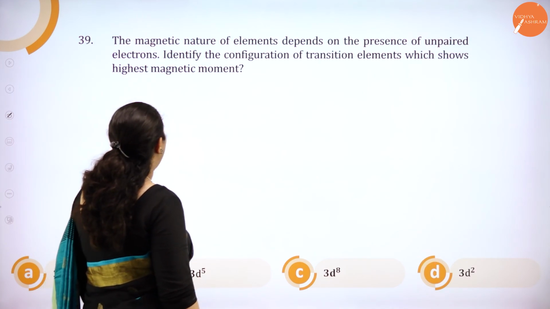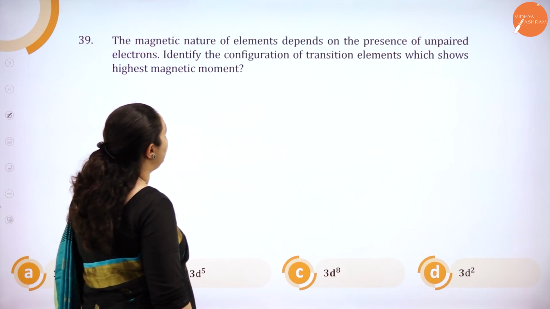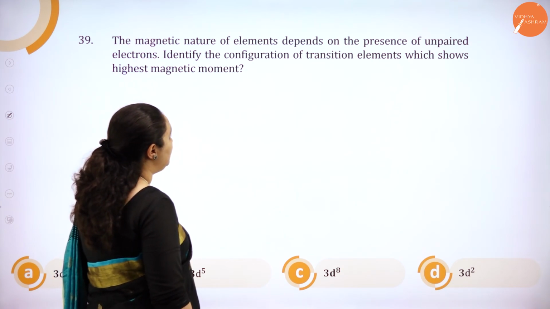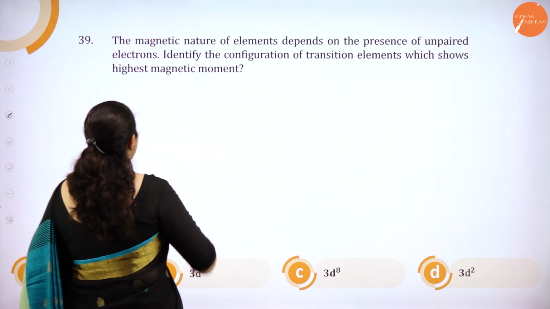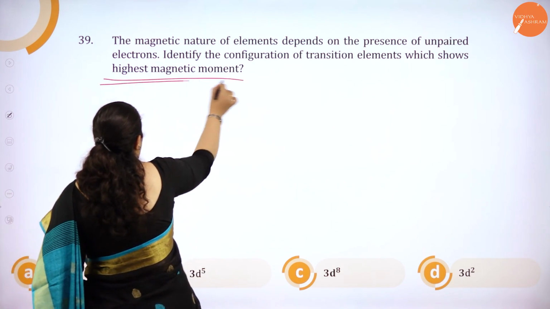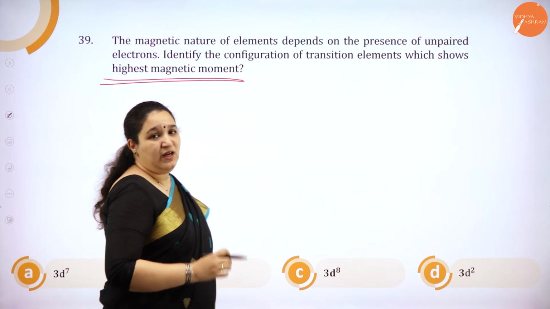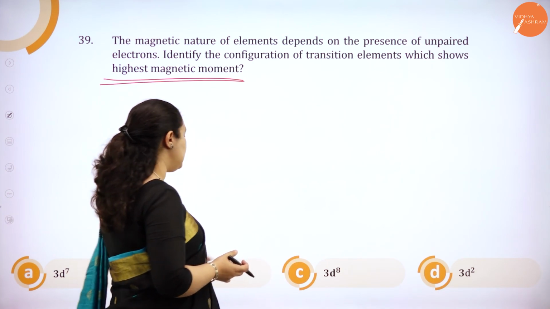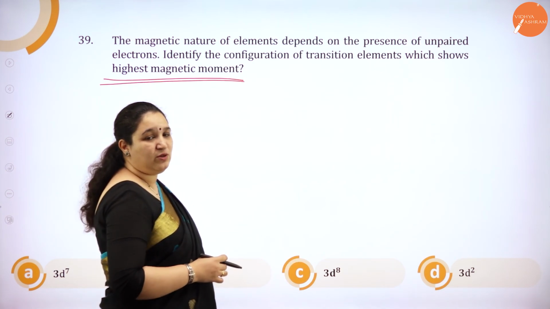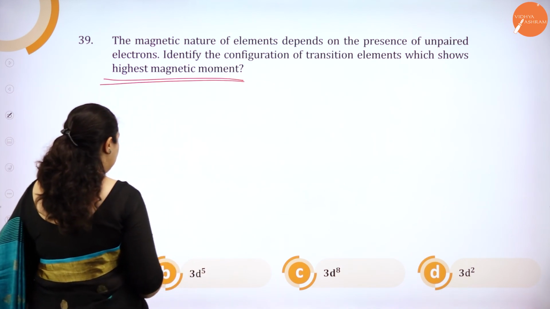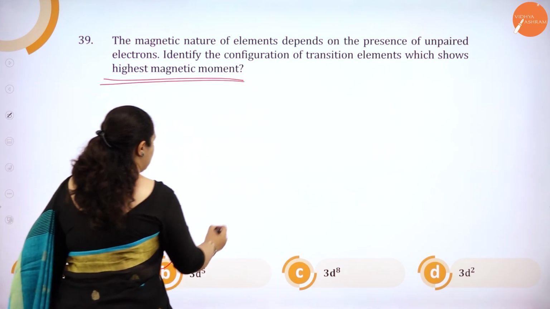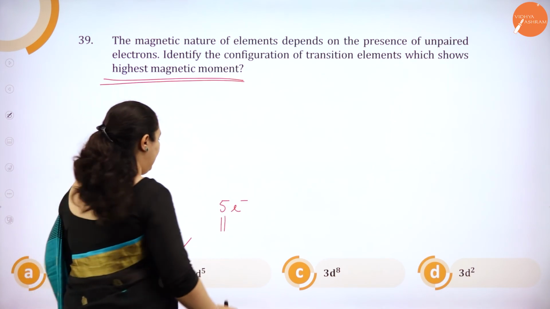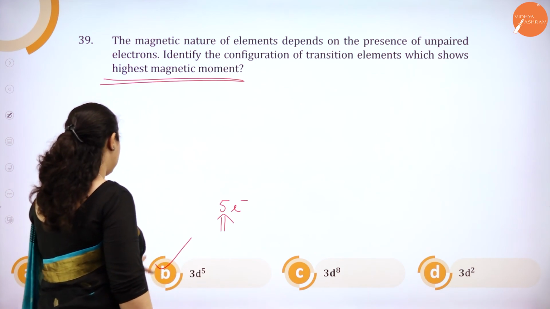Next one. The magnetic nature of elements depends on the presence of unpaired electrons. Identify the configuration of transition element which shows highest magnetic moment. Highest magnetic moment, if you have to get, it should have highest unpaired electrons. So we have to see which one has the highest unpaired electrons. Just by looking into the options you can tell the correct answer. It is 3d5. Why? Because it has got 5 unpaired electrons, present in option B, that is 3d5.